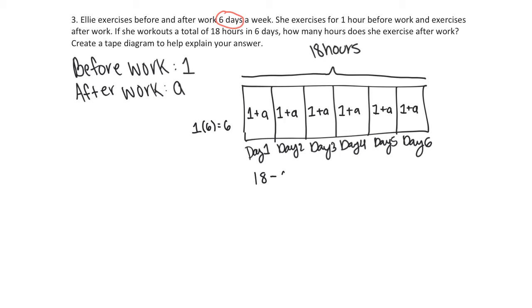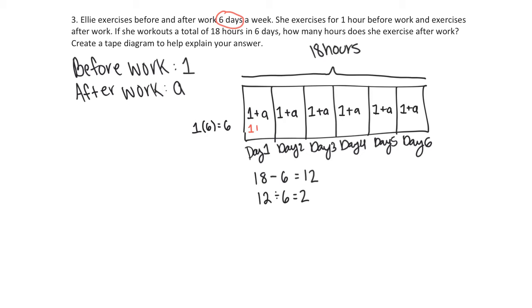So now I have 18 minus 6, and 18 minus 6 is going to give me a total of 12 hours. So now we know throughout the week that she is working out a total of 12 hours in the afternoons. Let's take our 12 hours and divide it by the 6 days. 12 divided by 6 is going to give us 2. So now I know that she works out for 2 hours in the afternoon.